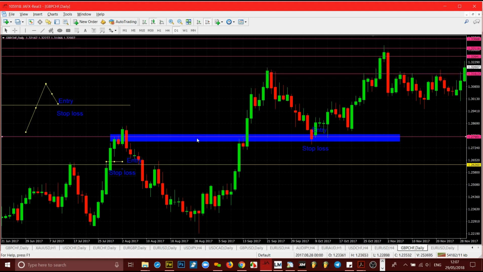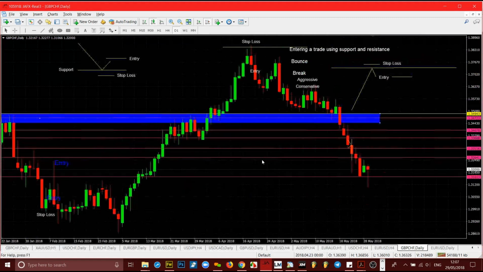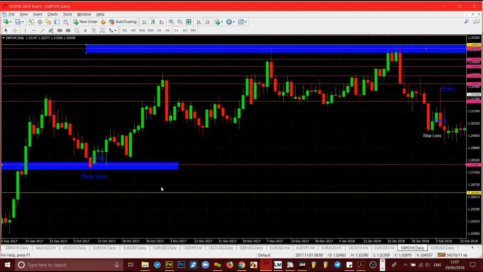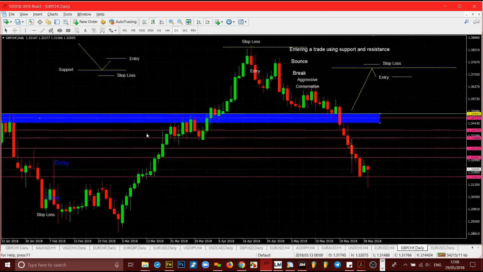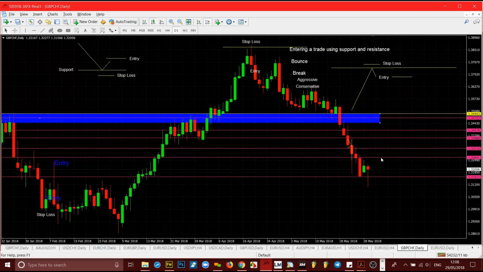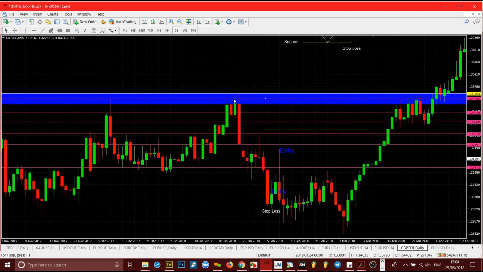So that's how you trade support and resistance. You can trade it on a bounce. Once it comes in and bounces off here on the support, you can buy, because if it bounces off a support, we think it's going up. Now it bounces off here, goes up and bounces off a resistance, we think it's coming down. If it bounces off a resistance, you can sell.